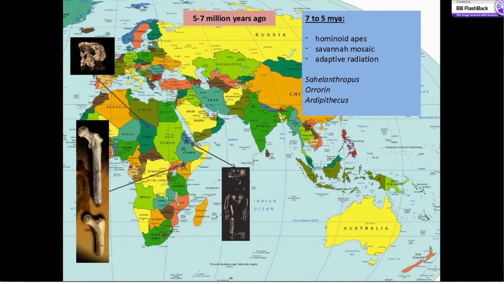7 to 5 million years ago, really, we had hominoid apes, right? We didn't have really quite anything like a human. We have Sahelanthropus from Chad here. We've got Ardipithecus over here in Ethiopia, and we've got Orrorin over here in Kenya. All right, we have a diversity of hominoid apes, an adaptive radiation of hominoid apes who are trying to make the best of this new savanna mosaic habitat.